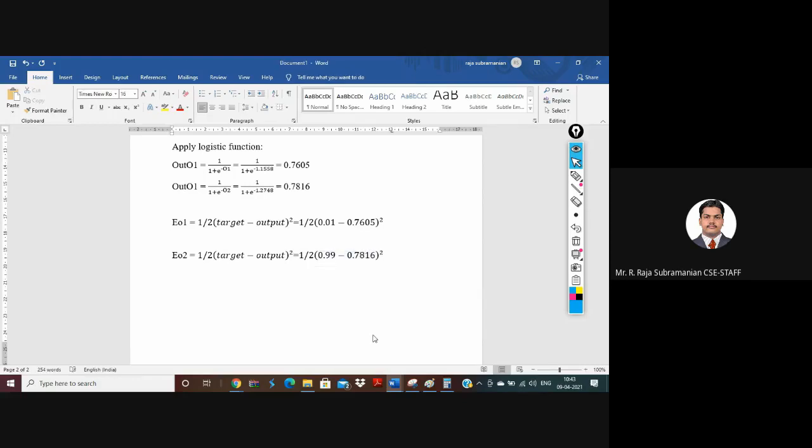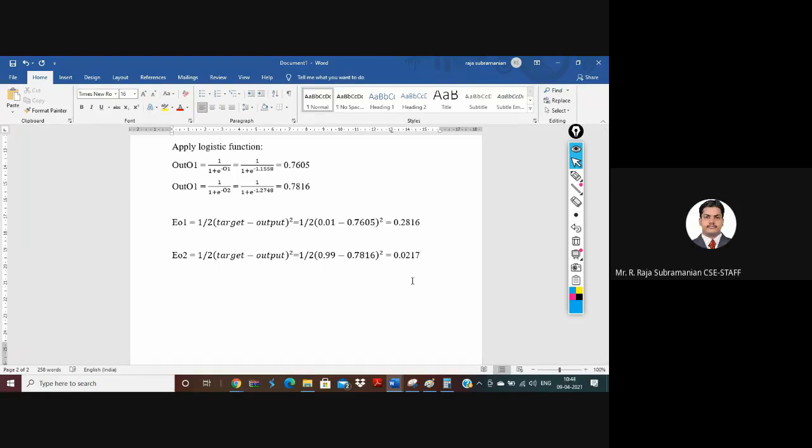What is EO1? 0.2816. 0.2816, and over here this is somewhat lower than this. This is 0.0217. So this error is somewhat low, this error is very high. We need to work on this.